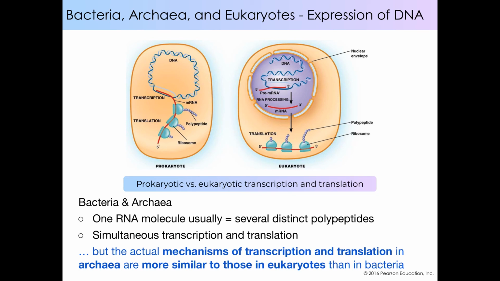On the other hand, in prokaryotes, one mRNA will typically contain information for several different polypeptides. Also, because bacteria and archaea lack a membrane-bound nucleus, transcription and translation can occur in the cytoplasm at the same time. So you could have simultaneous transcription and translation, because as the DNA is being transcribed into mRNA, several ribosomes can bind to it and begin translating it into protein.